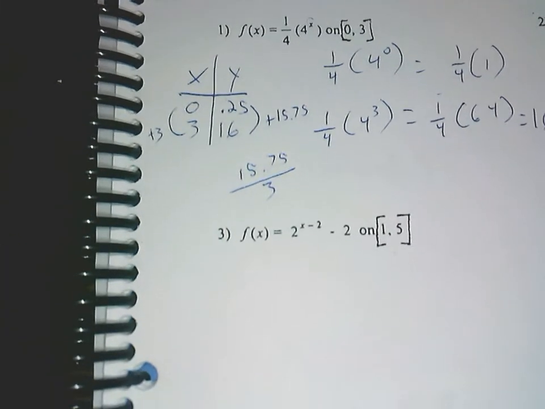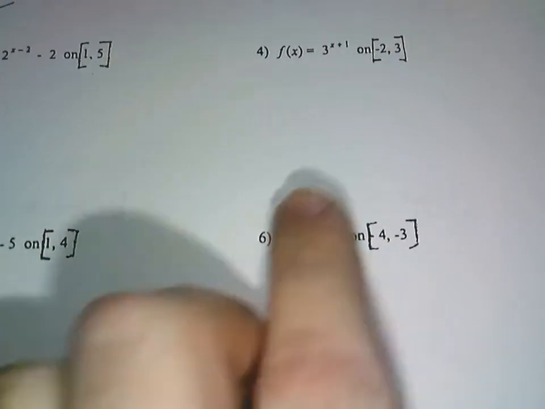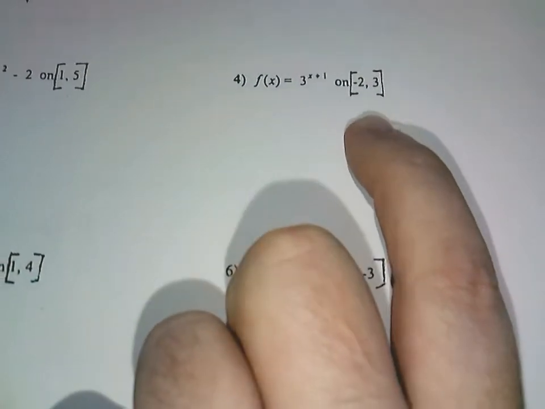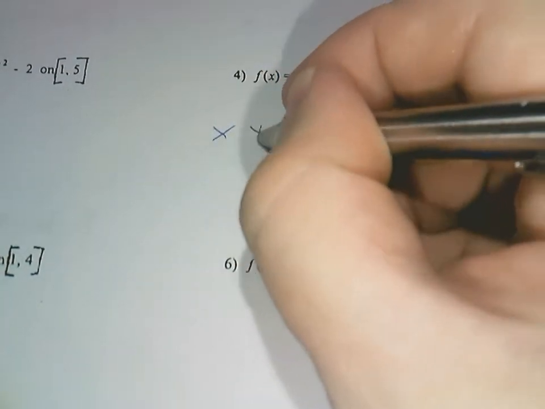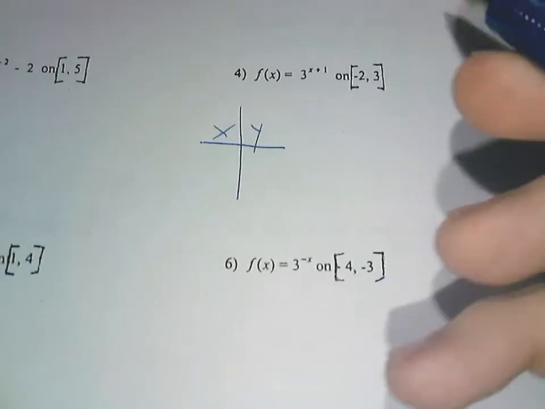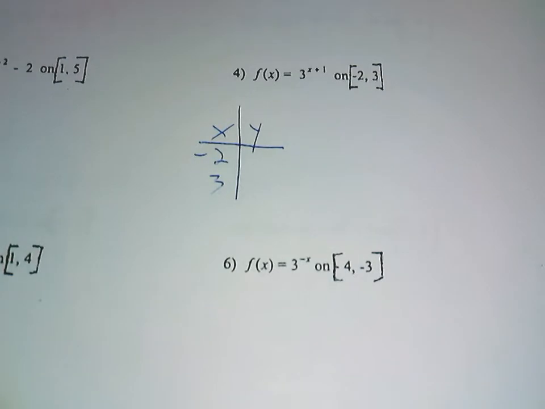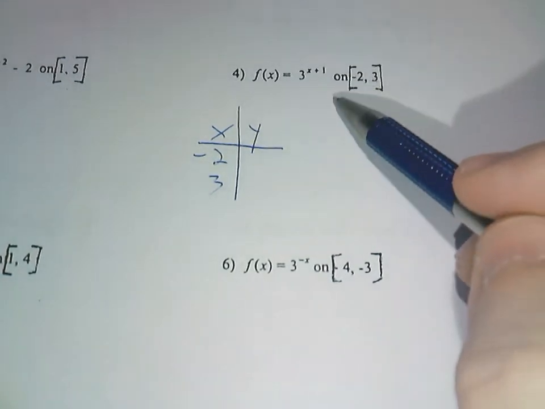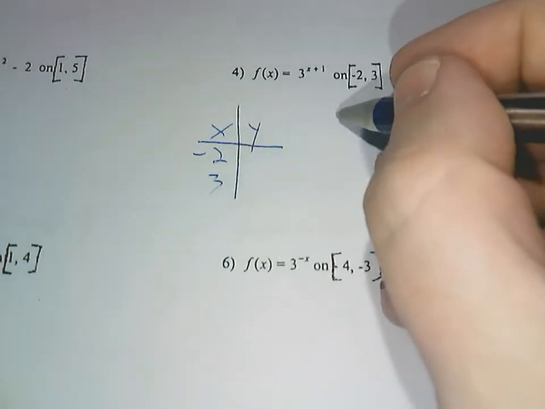And let's look at another example. Let's do number 4 here. My interval that it wants me to find the rate of change between is -2 and 3. So again, first thing we're going to do is set up my table. -2 and 3 are my x-coordinates. Now I'm going to plug them in for x into these equations to get my corresponding y values. So let's do -2 first.